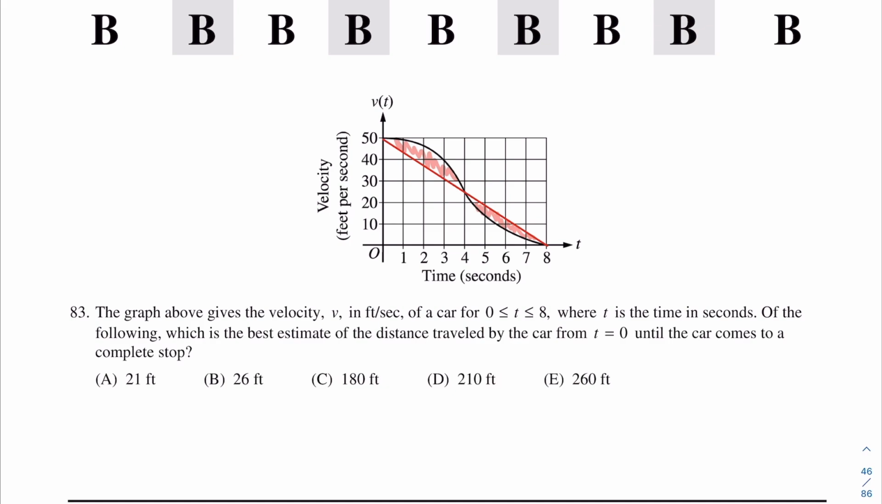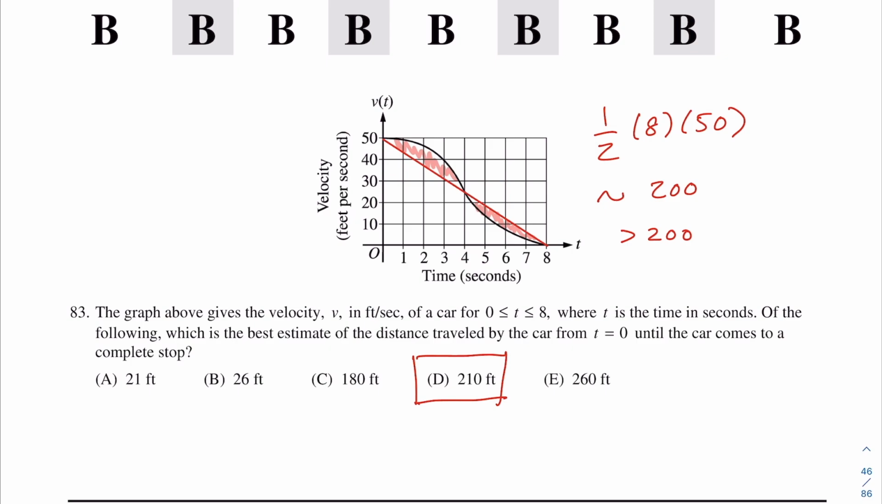So it'll be 1/2, the base times the height. The base is 8, the height is 50. So this is approximately 200. And we note that the area that we lopped off from up here is a little bit greater than this area down below. So we know it's almost 200 and a little bit greater than 200. And just looking at our options here, that gives us D. So our answer is D.